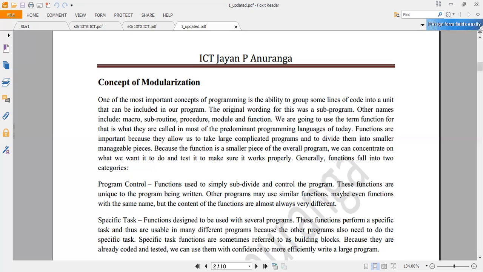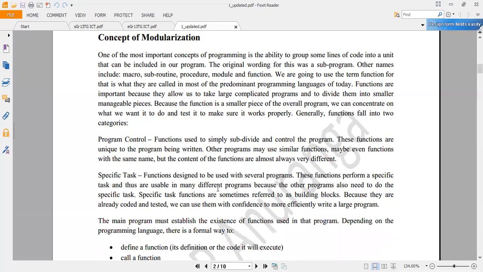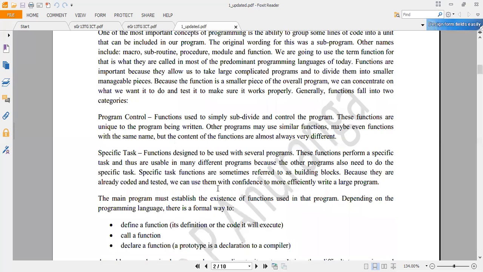Generally, functions fall into two categories: program control, and specific tasks. Program control: functions used to simply subdivide and control the program. These functions are unique to the program being written. Other programs may use similar functions, maybe even functions with the same name, but the content of the functions is almost always very different. Another one is specific tasks.